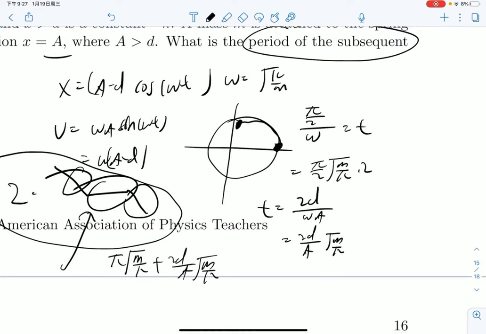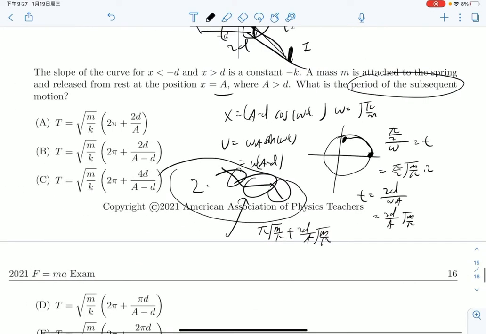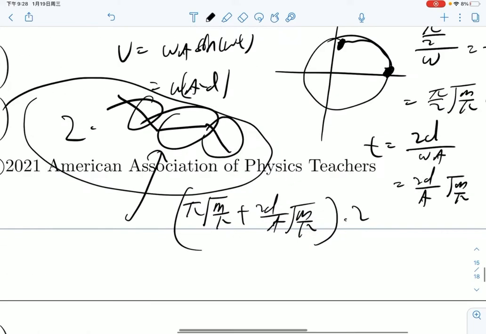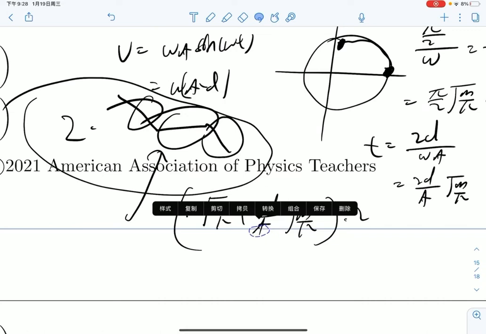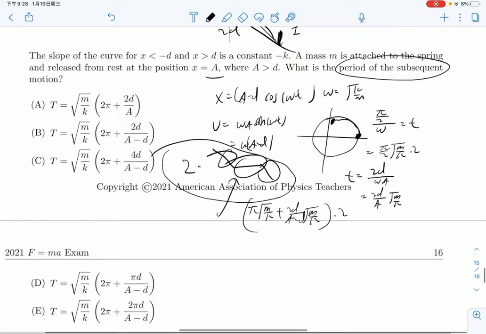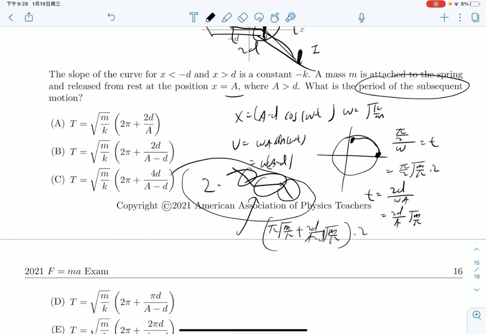So basically, you need to times this by a factor of 2, and where this part is a minus d. And the answer is, I think, it's C, right? Yeah, I think C. Yeah.